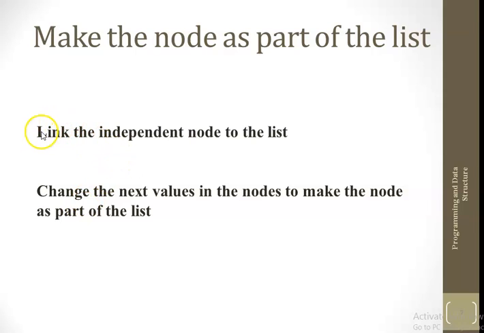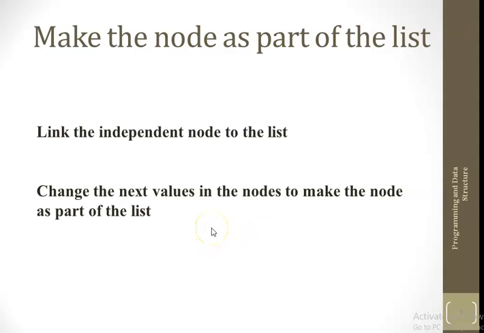Now link the independent node to the list and change the next values in the nodes to make the node part of the list. That we will see in the next class. You have to make some changes in the next fields of some nodes in the list as well as the independent node, so that it becomes part of the previously formed linked list. Hope it is clear to you.